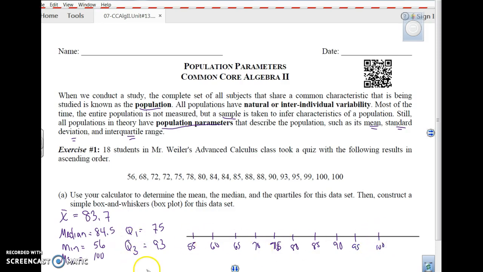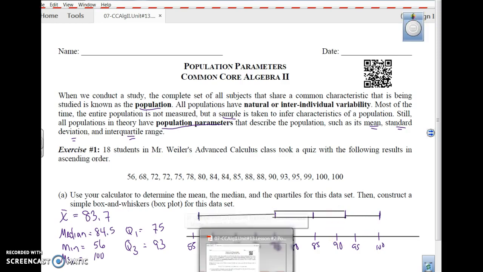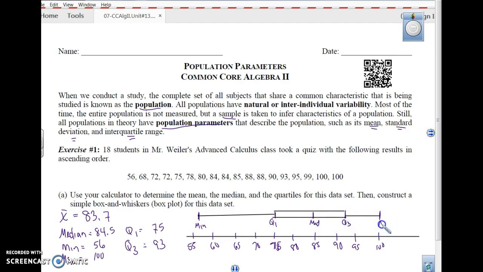Okay, so with these 5 data points, remember the whiskers are the max and the min, so 56 would be here, and the max is 100. And then the other 3 values are quartile 1, which is 75, which is right here. The median is 84.5, which would be very close to 85 right there, and quartile 3 is 93, falls right there. All right, remember you box in the 3 middle ones. The median is always the line inside the box, and then the whiskers are the max and the min. Okay, so going from there, this is the min, quartile 1, median, quartile 3, and the maximum.